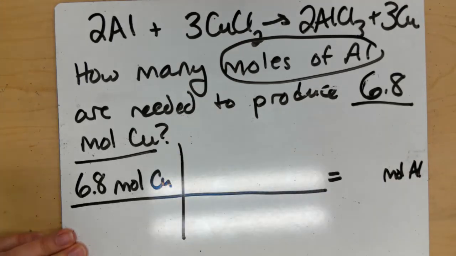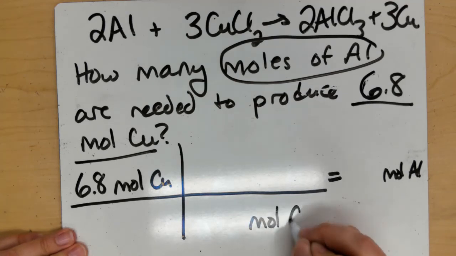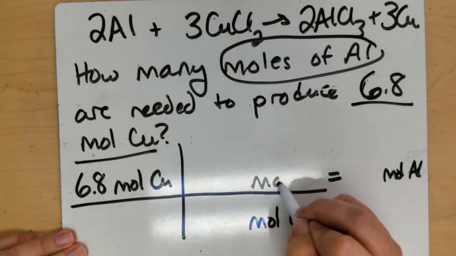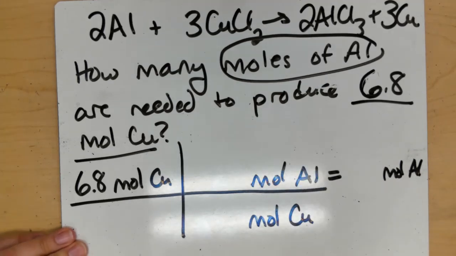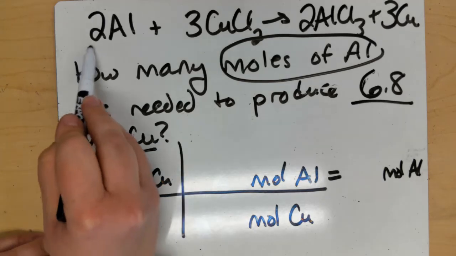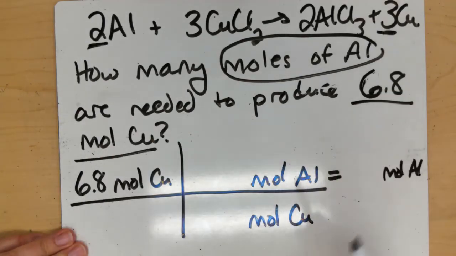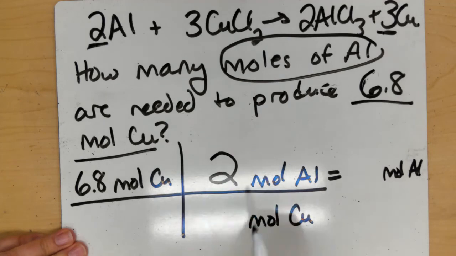Remember, to get from moles of one substance to moles of another, you're going to use the mole ratio. So I put moles of copper on the bottom, because I always take what's on the top and move it down, and put moles of aluminum here. So now, where am I going to get the numbers for this? From the balanced equation for aluminum and copper. So I have 2 moles of aluminum for every 3 moles of copper.